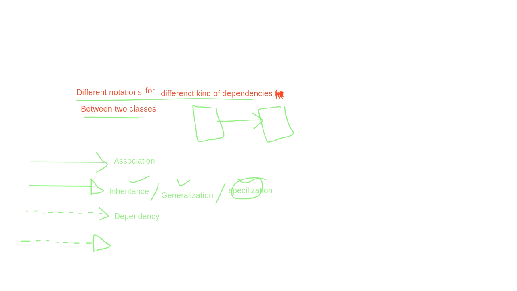Now, if you have this same arrow but with a different head, what do you call it? We call it realization or implementation. Realization or implementation. And the last two, but not least, what is this?